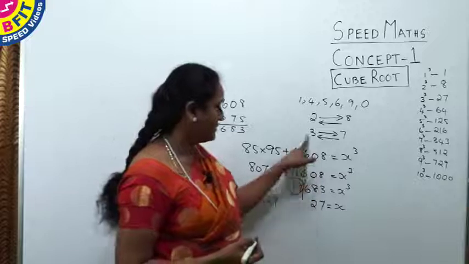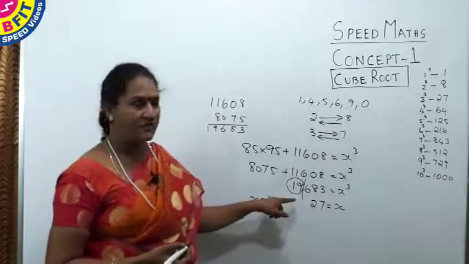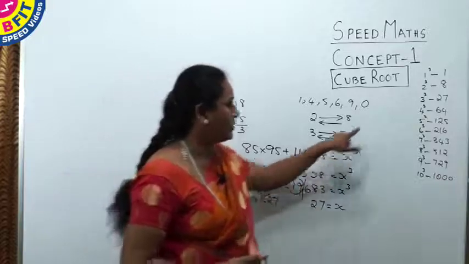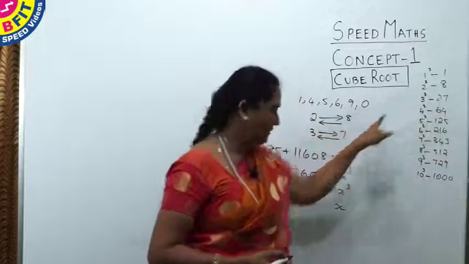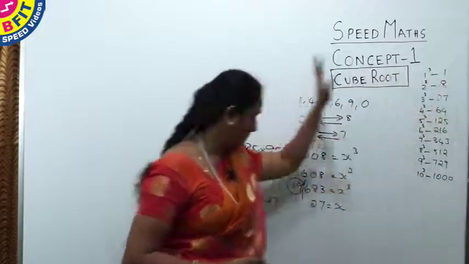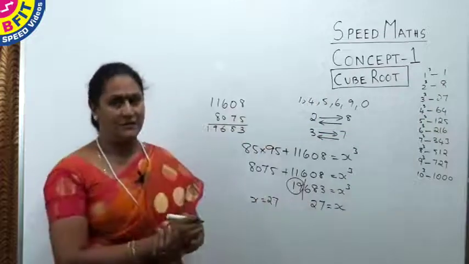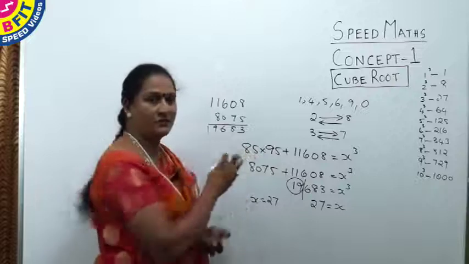As it is 3, we have written 7 in the unit place. After leaving 3 digits, this 19 has crossed the cube of 2, 8. So you can't write 3 because it is 27. You have only 19. So 19 has crossed the cube of 2, 8. So write 2 in the tens place. So using the cube root pattern, we have worked out this question also.